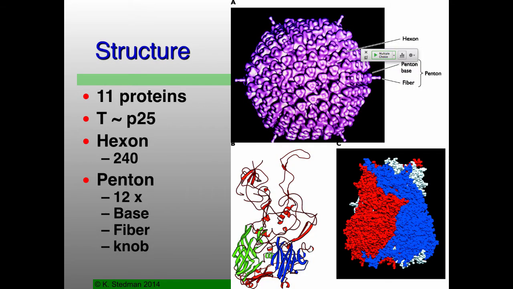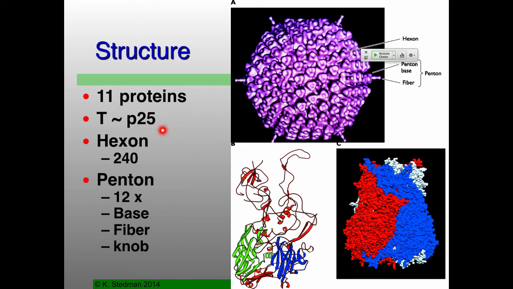What do they look like? They're really quite complicated, maybe why I didn't decide to 3D print them. Lots and lots of different proteins, just as far as the capsid is concerned, let alone everything else on the inside. There are 11 different proteins making up this particular capsid structure. The T number is a pseudo T equals 25.